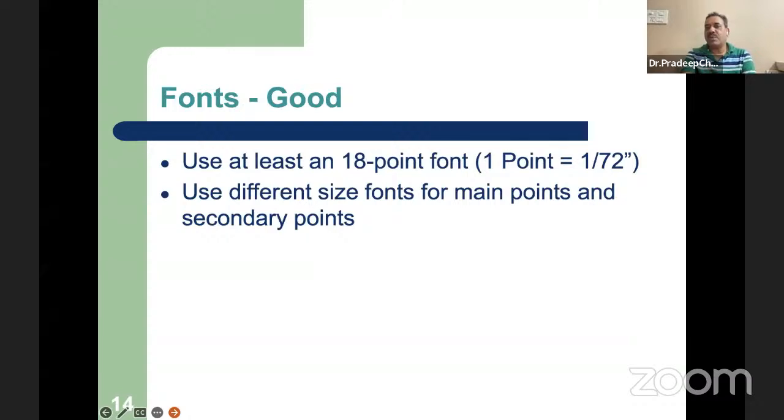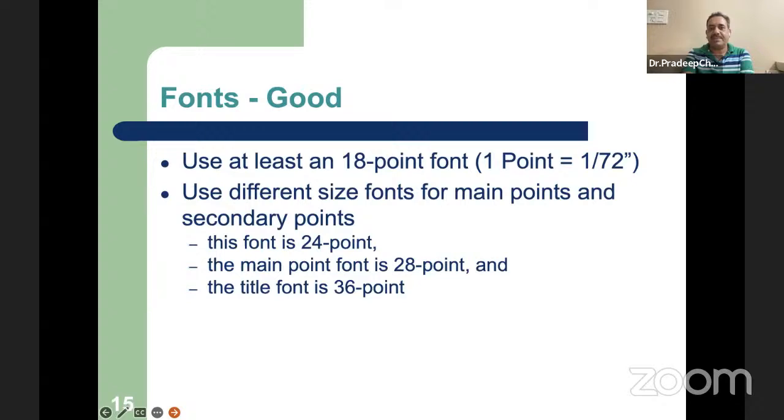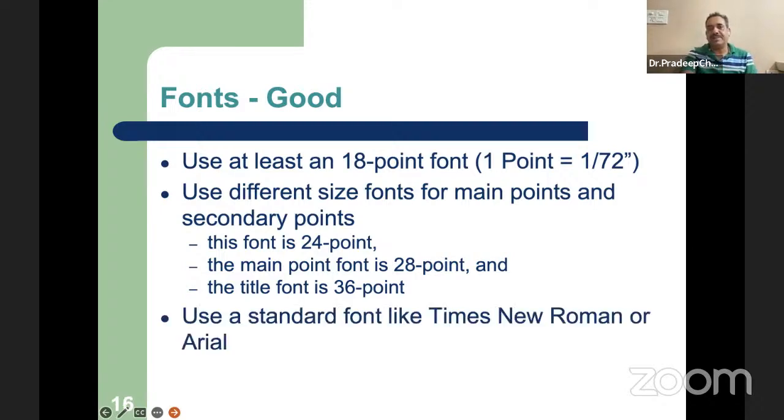Use at least 18-point font on the slide as a minimum. Use different size font for main point and secondary point, which I used in the previous slide. Like this, this point is 24 point. The main point font is 28 point. And the title font is 36 point. So use different size font for main point and secondary point. Minimum font should be at least 18.